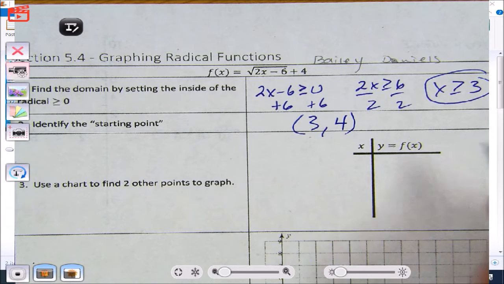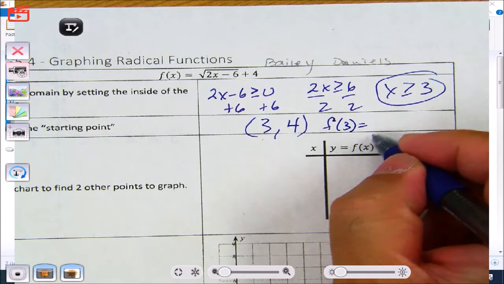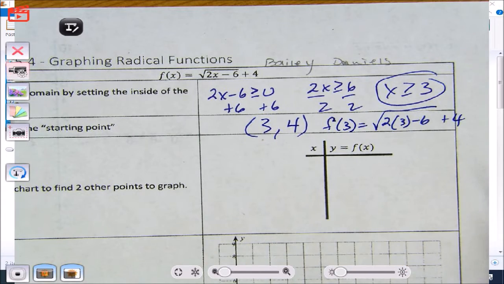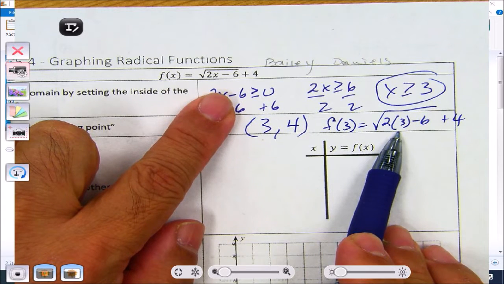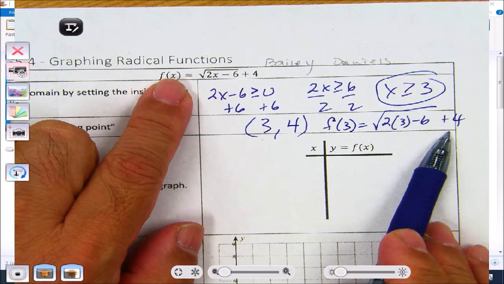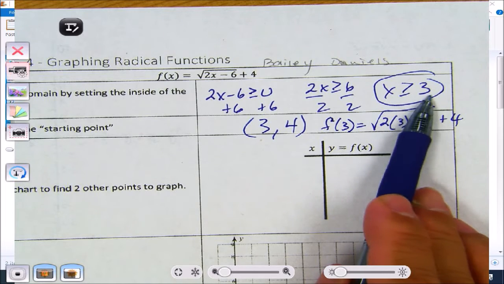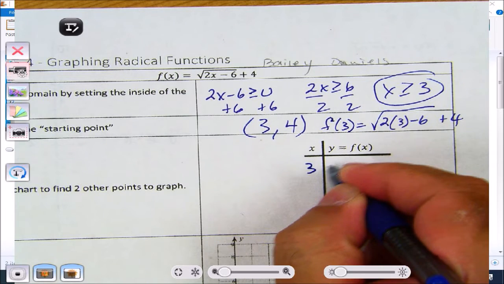No. Okay, so it's f of 3. We're plugging in 3 into that function up there, the square root of 2 times 3 minus 6 plus 4. I'm plugging it into that expression. What's 2 times 3? 6. What's 6 minus 6? 0. What's square root of 0? 0. What's 0 plus 4? 4. So that's how you got the 4. That 3 is from over here. So you're going to put this ordered pair at the top.